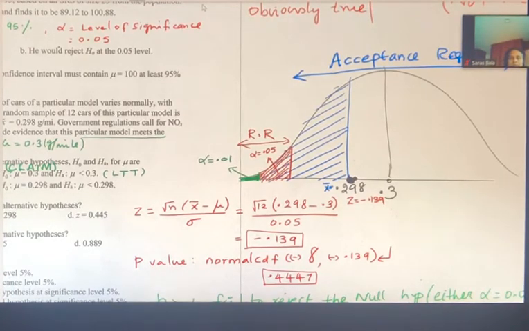Okay, so if it is rejected at 5%, then it's also going to be rejected at 1%.